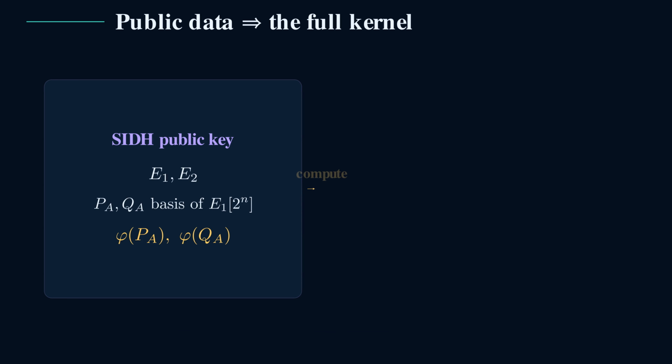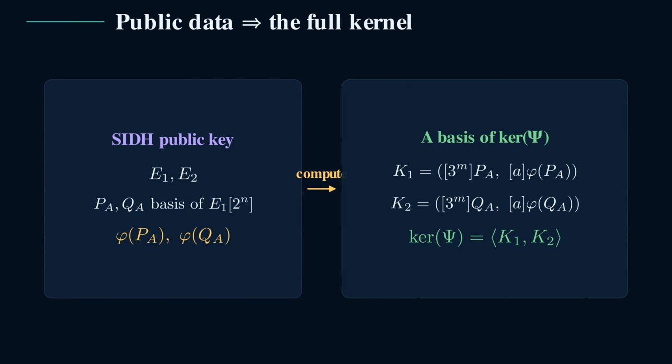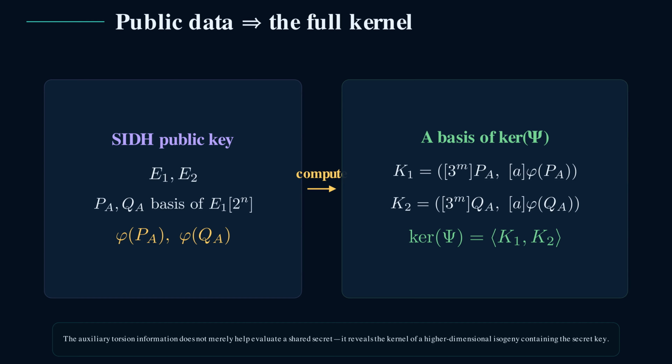SIDH gives a basis PA, QA of the 2^n torsion, together with phi of PA and phi of QA. Because phi is a group homomorphism, those two images determine phi of every torsion point. In particular, they give two generators K1 and K2 for the entire kernel of psi. The auxiliary information was supposed to be harmless help for the honest parties. Instead, it reveals a complete higher-dimensional kernel.